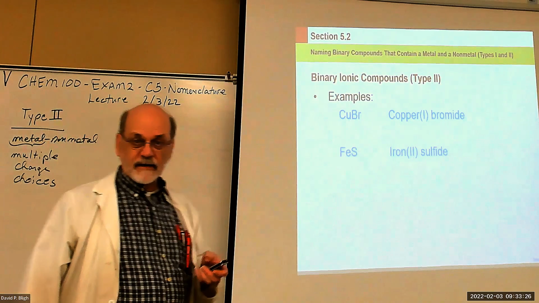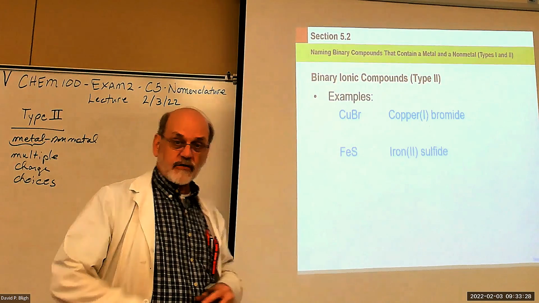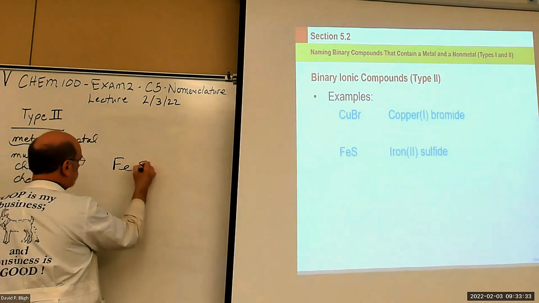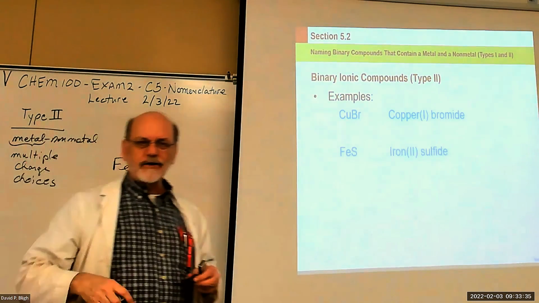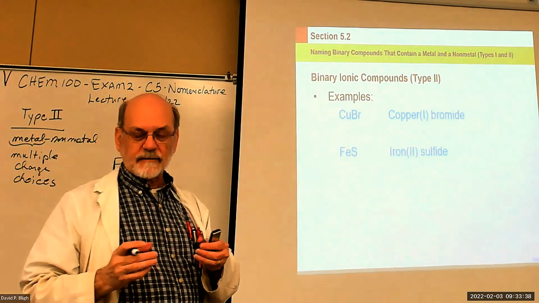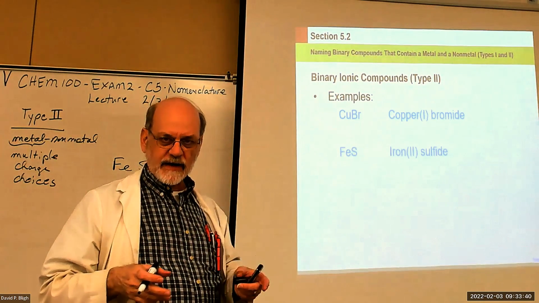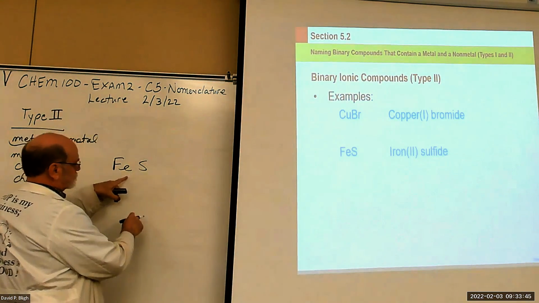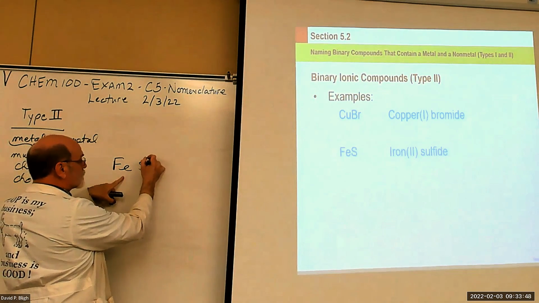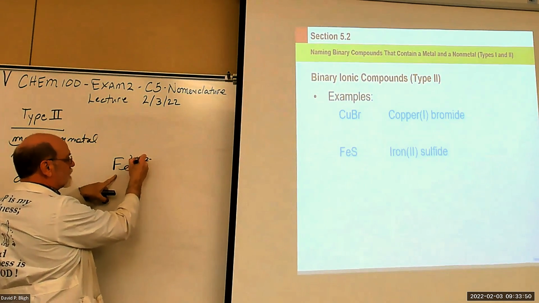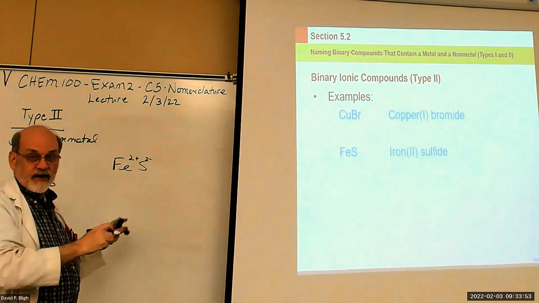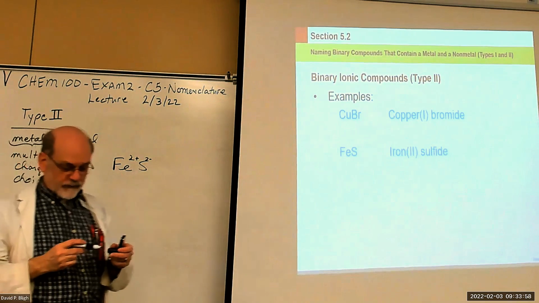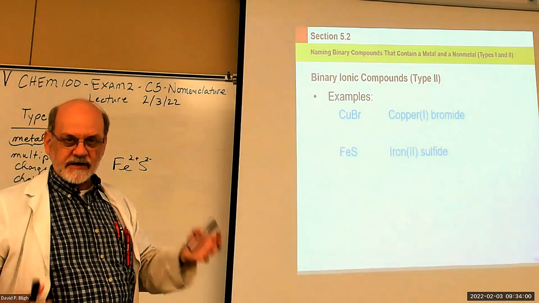How about this one? In this case, is that true? Well, look where sulfur comes from. Sulfur is in the chalcogen group. It's in with oxygen. Oxygen's a -2, sulfur's a -2. So yes, if this is a -2, this one has to be a +2. There's no other possibility, not if it's written this way. So iron(II) sulfide would be the correct name for this compound.